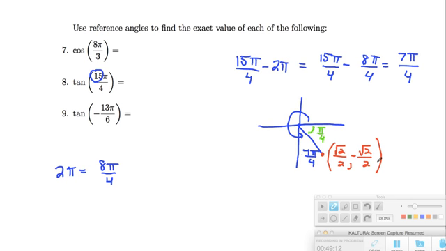And if you're looking for tangent, remember for tangent you've got to do sine over cosine, which in this case is going to be the sine is negative square root of 2 over 2, and the cosine is square root of 2 over 2. So this actually turns out to be a negative 1.